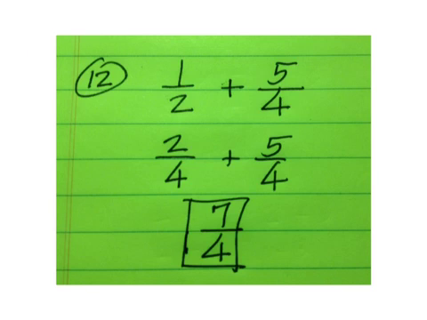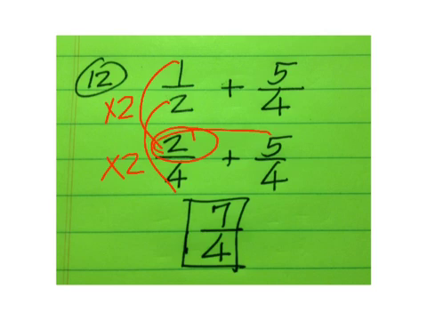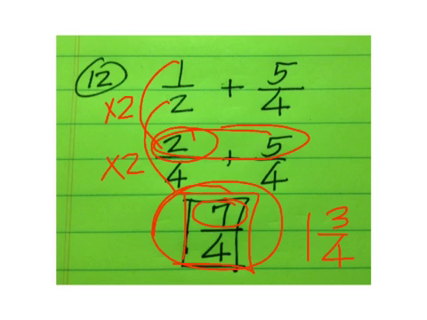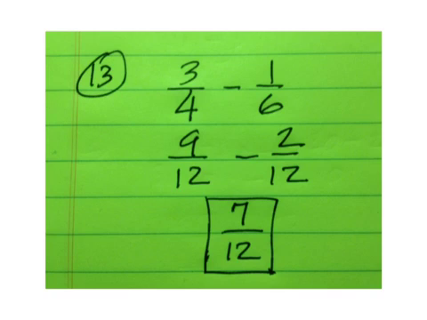And then on number 12, we'll have the least common denominator be 4. This one stays the same. This one you have to change. So when you do that, 2 times 2 is 4, 1 times 2 is 2. 2 plus 5, 7, so it's 7 over 4. If you put this, I gave you credit, but I would rather have improper fractions.